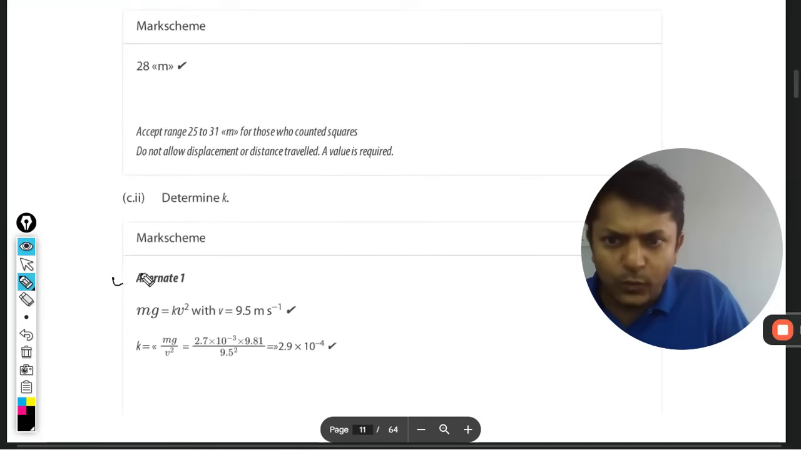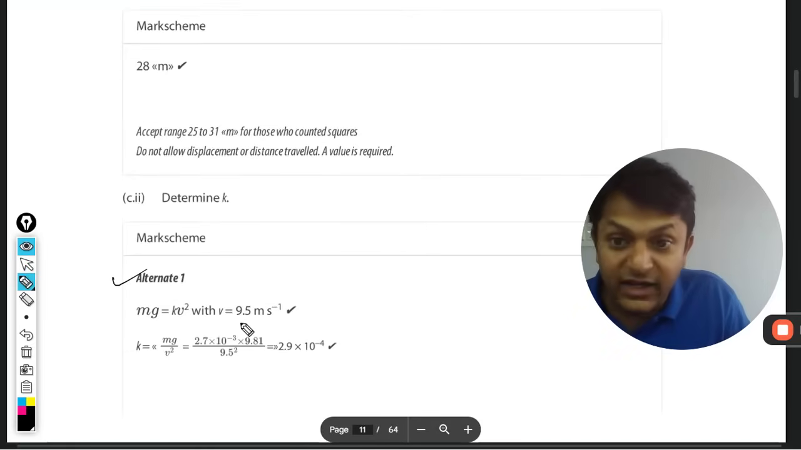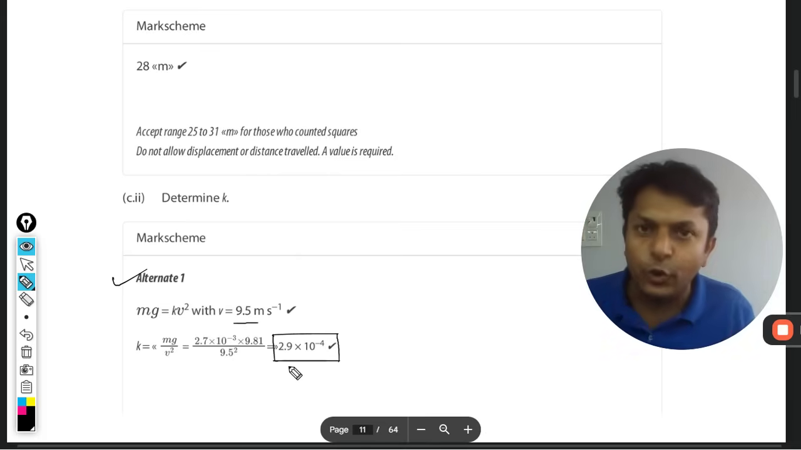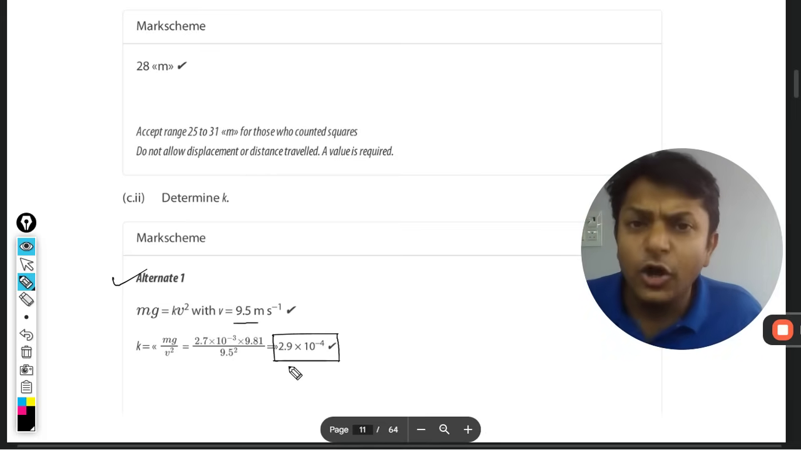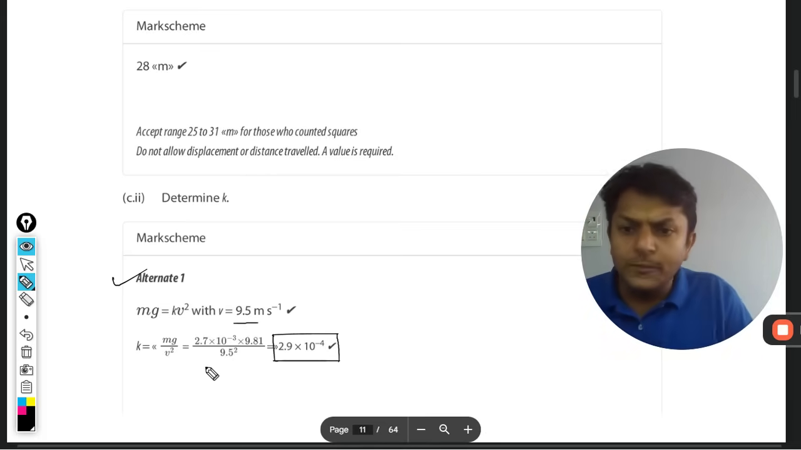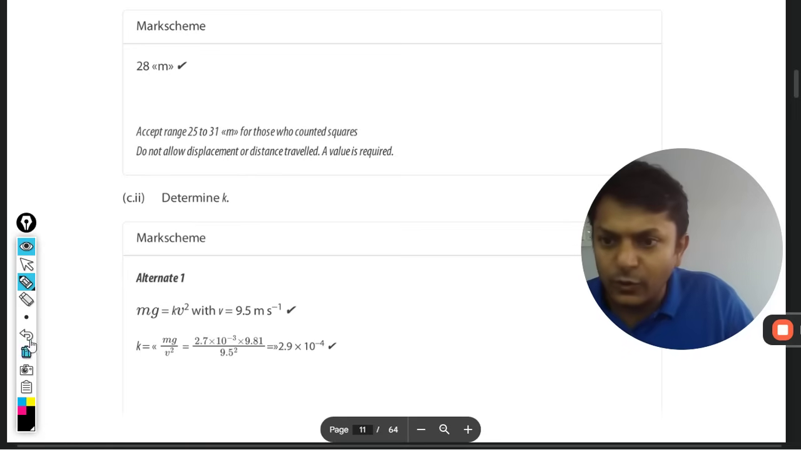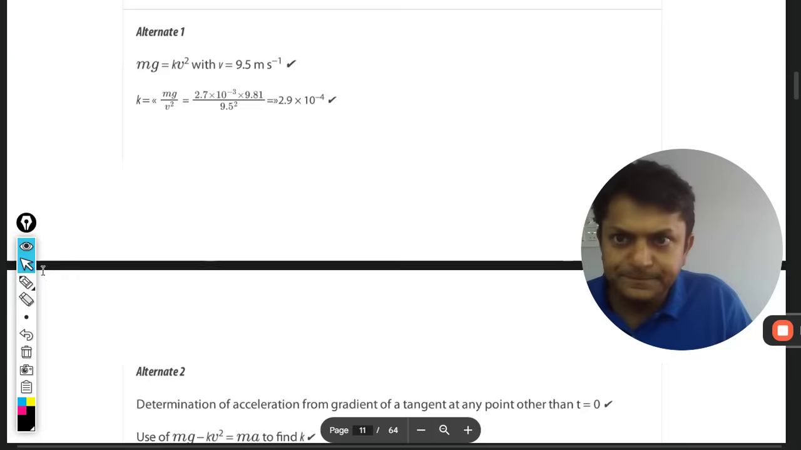Okay, alternative one, mg is equal to kv square, exactly the same thing that we did, and the velocity is 9.5. Plug in the value and get the answer. So your answer will be 2.9 times 10 to the negative 4. I am not calculating these things unnecessarily. It will be wasting or consuming a lot of time. So k value is 2.9 times 10 to the negative 4. That's very cool.